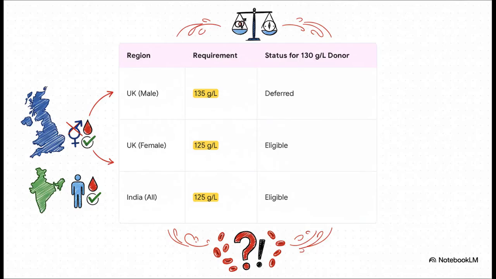So as you can see from the table, in the UK, he would actually be deferred. He wouldn't be able to donate. The minimum for males is 135 grams per liter, while for females, it's 125 grams per liter. Now, that difference is there to account for baseline physiological variations between sexes, and it ensures the donation doesn't tip someone into an anemic state. So a female donor with that exact same reading of 130 would be good to go. Meanwhile, in India, the standard is 125 grams per liter for everyone, so he'd be totally fine there. It just goes to show you that both gender and your location are key factors.